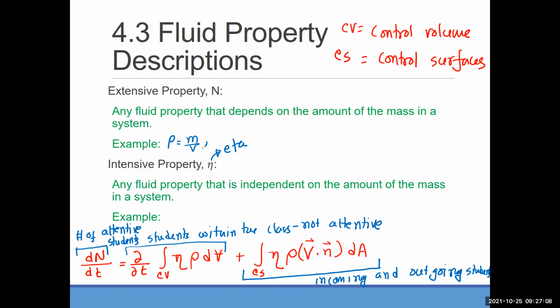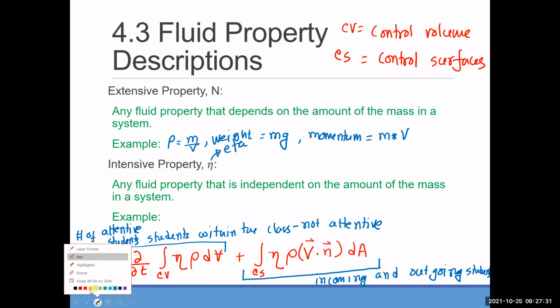Okay, anything? Yes. Okay, weight, which is m times gravity. Then it can be momentum, right? So anything related to mass, that will be the extensive property. And what is the intensive property? Can you read the definition of intensive property? Any property which is independent of mass.